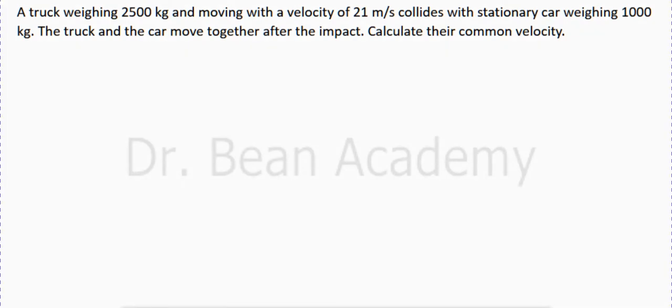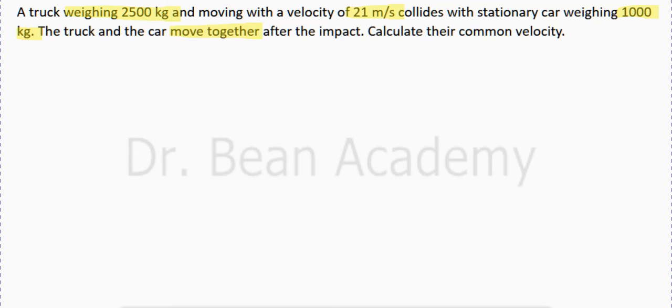A truck weighing 2500 kilograms and moving with a velocity of 21 meters per second collides with a stationary car weighing 1000 kilograms. The truck and the car move together after the impact. Calculate their velocity.